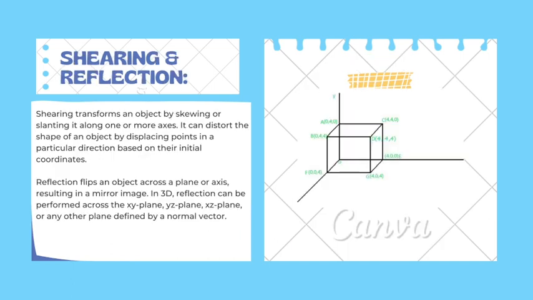So let us move to the other points: shearing and reflection. Shearing transforms an object by skewing or sliding along one or more axes. It can distort the shape of an object by displacing points in a particular direction based on their initial coordinates, whereas reflection flips an object across a plane or an axis, resulting in a mirror image. In 3D, reflection can be performed across the xy plane, yz plane, and zx plane, or any other plane defined by a normal vector, as we can see in the figure.